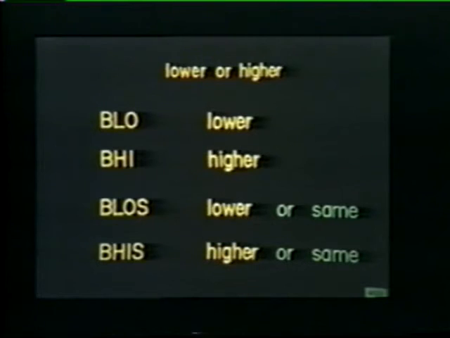We have 4 other branch instructions to check lower or higher conditions. BLO, branch if lower than, and BHI, branch if higher. BLOS, branch if lower or same, and BHIS, branch if higher or same. Notice that when dealing with the lower or higher conditions, the BLO instruction is the same opcode, in fact the same instruction as BCS. BLO is just another mnemonic that the assembler recognizes. The same is true for the BHIS and BCC instructions.